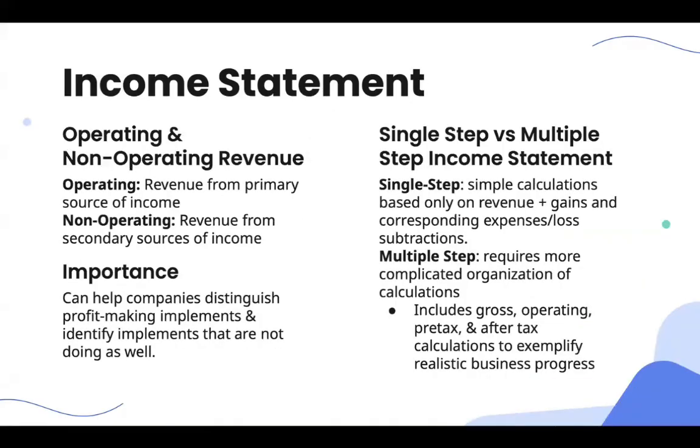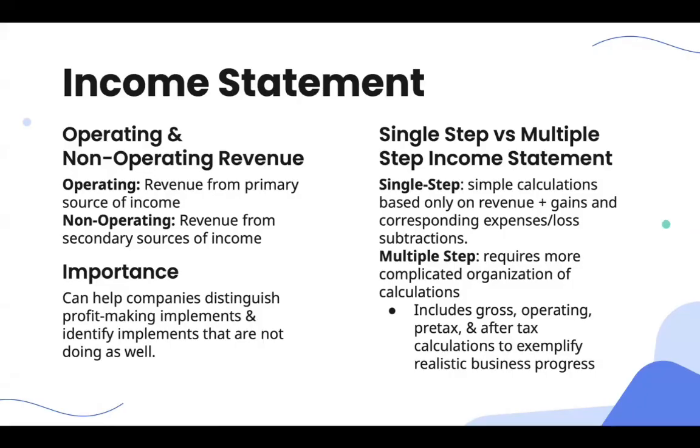Let's take a deeper dive into the income statement by examining two key areas: operating versus non-operating revenue, and the difference between single step and multi step income statements. First, let's talk about operating versus non-operating revenue. Operating revenue refers to the money a company earns from its primary source of income. Think about the core activities of the business, like sales of products or services. This is the revenue that directly reflects the company's ability to generate income through its main business operations.